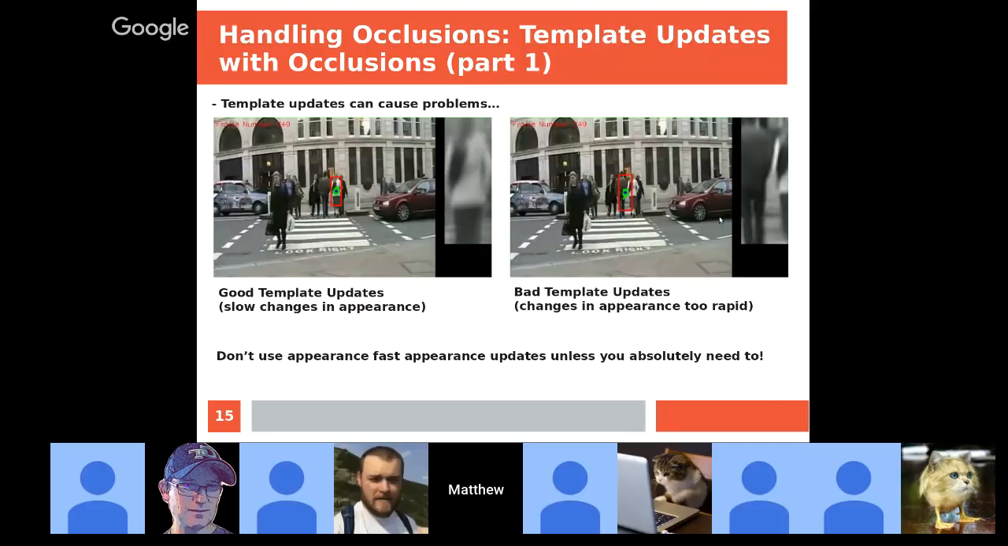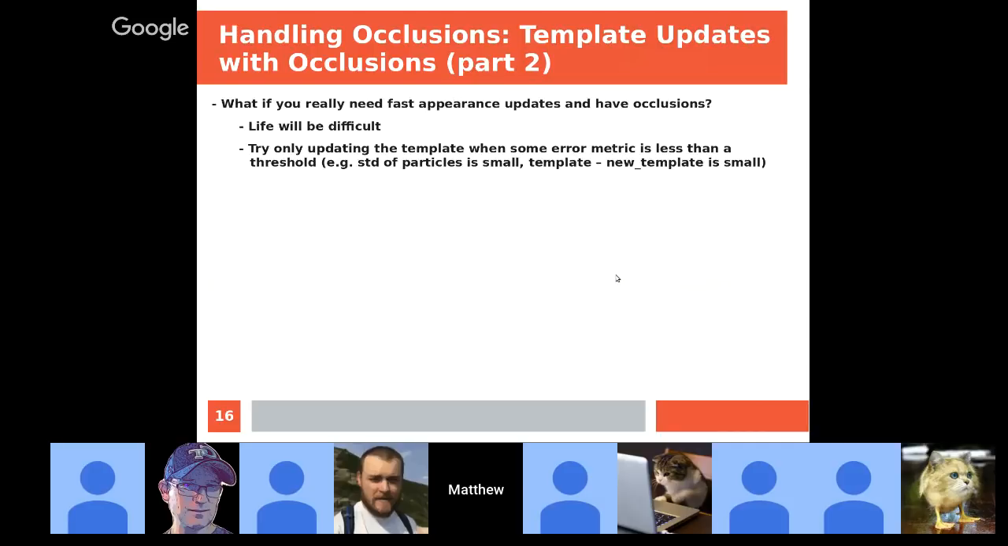And if you go back and rewatch this video, you'll see during the frames where there's an occlusion, the template essentially changes to be exactly the occluding pedestrian. So this is a risk, and you really don't want to be doing fast appearance updates unless you absolutely need to. There's a typo in this slide, too many appearances. So what if you absolutely need to?